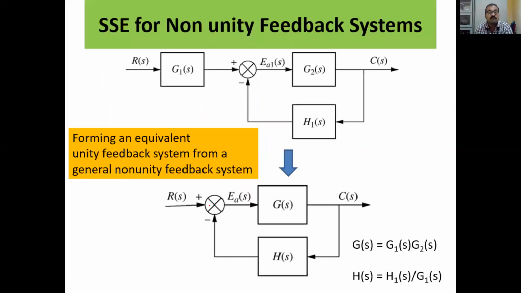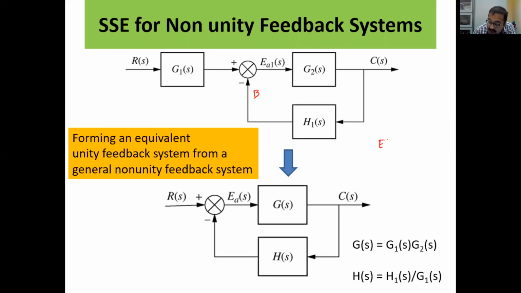Now, what we had seen so far were for strictly unity feedback system. Now, what if the feedback is non-unity, right? Say, for example, you have a system like this. G2 of s is the forward path transfer function. H1 of s is the feedback path transfer function, right? So here, you cannot directly apply that expression because this is not the actual error. What's error here? This signal minus some signal here, which is coming from the output through the feedback path transfer function.